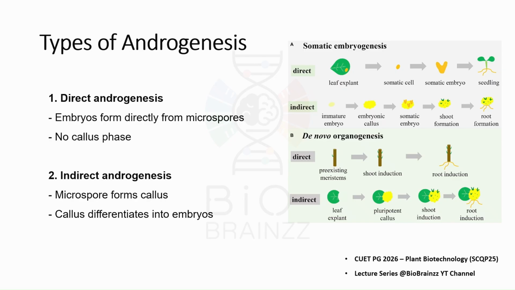Androgenesis can occur through two pathways. In direct androgenesis, embryos form directly from microspores without any intermediate stage. This is generally more efficient and produces uniform embryos. In indirect organogenesis, microspores first form an undifferentiated callus mass. Later, this callus differentiates into embryos and regenerates into plants. Although slower, this pathway may occur in species where direct embryogenesis is less common.